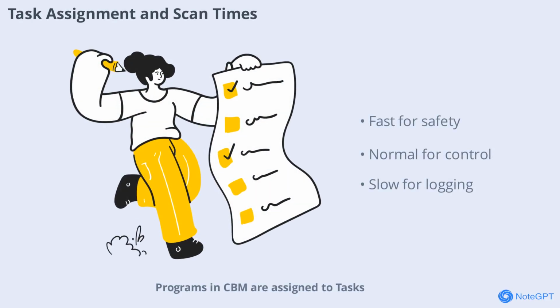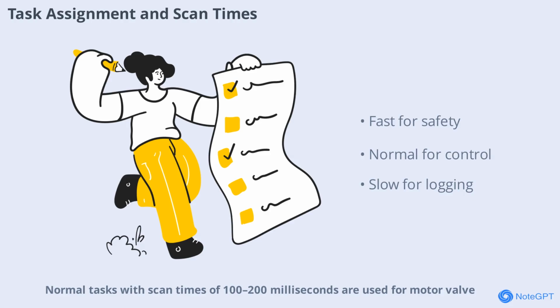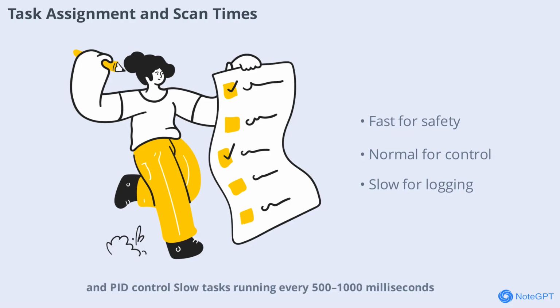Programs in CBM are assigned to tasks, which determine how often the logic is executed. Fast tasks running every 10-50 milliseconds handle safety interlocks and emergency stops. Normal tasks with scan times of 100-200 milliseconds are used for motor, valve, and PID control. Slow tasks running every 500-1000 milliseconds manage trend logging and totalizers. Assigning programs to the correct task ensures that critical operations are executed with the appropriate frequency, balancing performance and reliability.